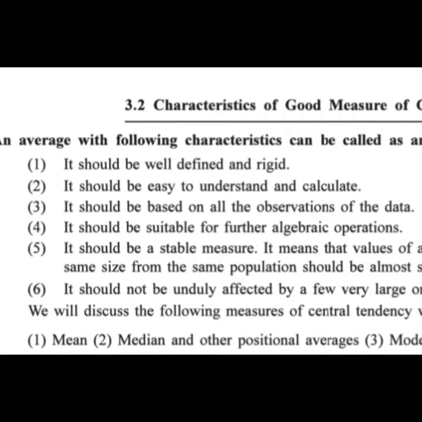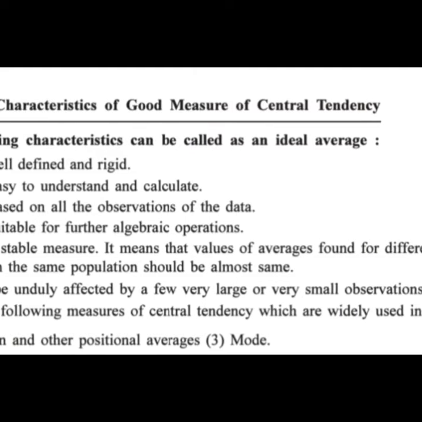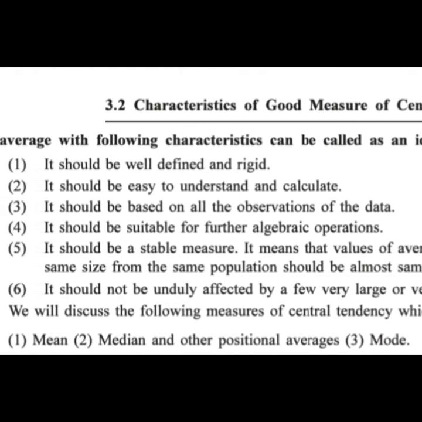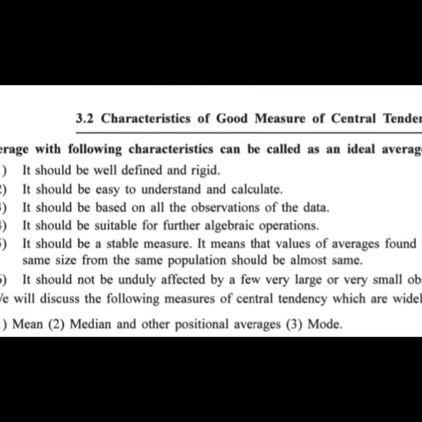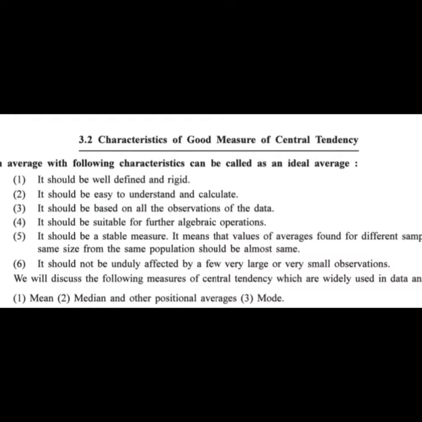Come to your point number 6, that it should not be unduly affected by a few very large or very small observations. You would find that your ideal average should be such that even though in the data there are very large values or very small values, your average shouldn't get negatively affected, right? When it is so, we can say that it has a very good characteristic of an ideal average.